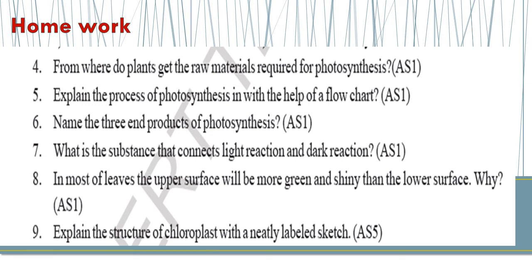Next, in most of the plants, the upper surface is more green than the shiny lower surface. Why is it so, children? Think and answer it. You can take the help of Google, okay? If you read the reader and listen to the explanation, the presence of chlorophyll, chloroplast, that is more than enough. You don't have to go to Google also. Last question: explain the structure of chloroplast with a neat labeled sketch. We have done this in the last class only, right?